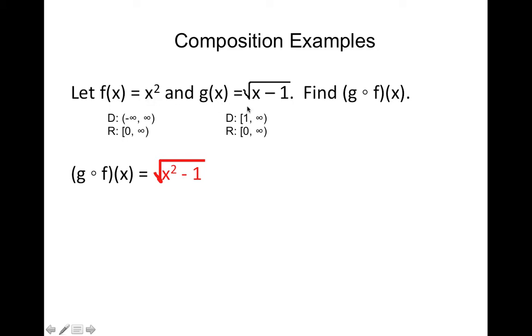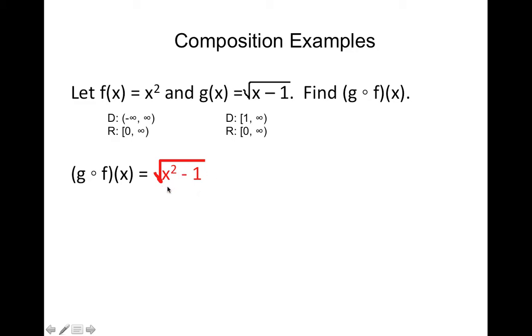Okay, plug x squared in for the x's I see there. This is something I am not allowed to simplify. I cannot rewrite this as the square root of x squared minus the square root of 1. I can't distribute that square root symbol, so I'm kind of stuck there. So I need to think of the domain of this version right here.